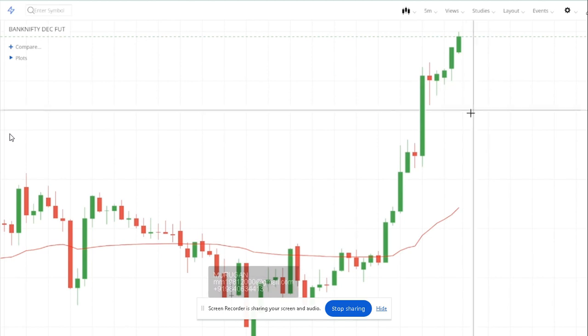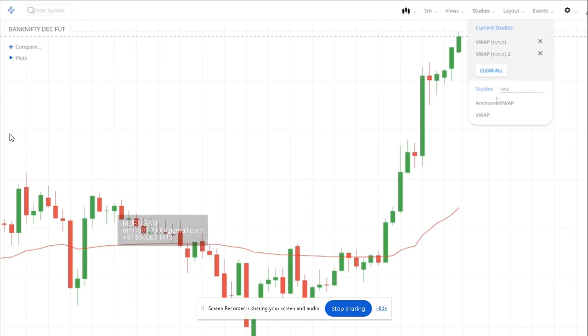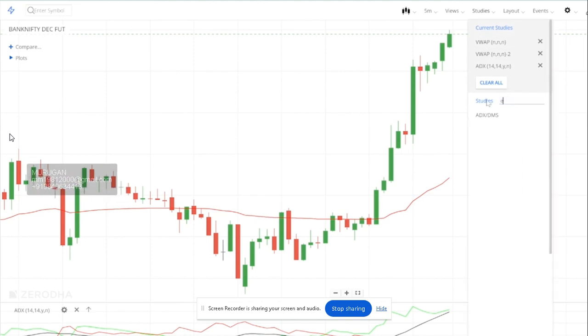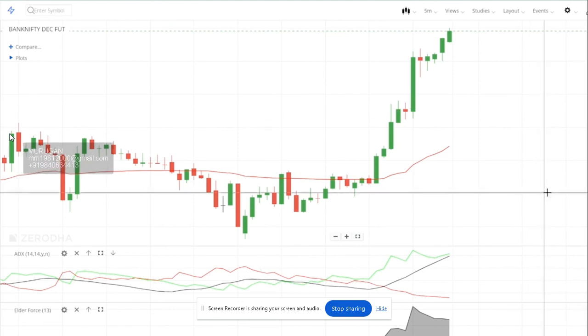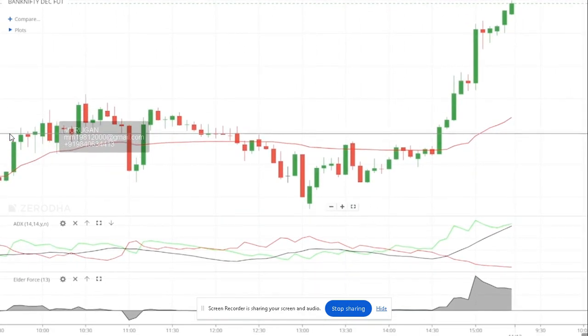Now what we will do, we keep this one as an intraday chart, Bank Nifty. It's a 5-minute chart. So VWAP is already there. Now we will go and put ADX, and also we go and put Elder Force Index. So we combine these three.